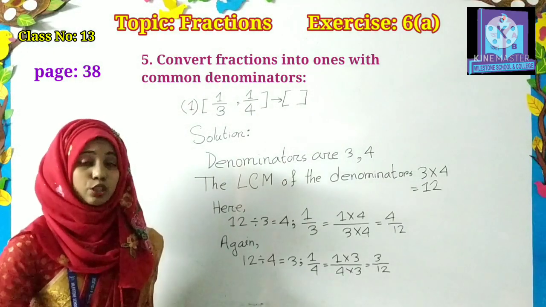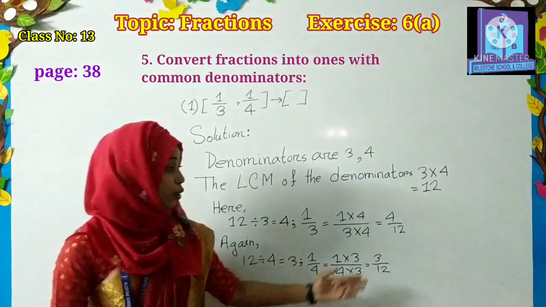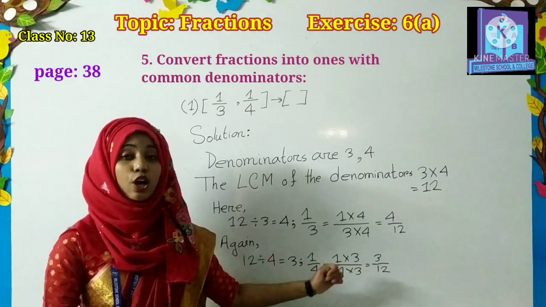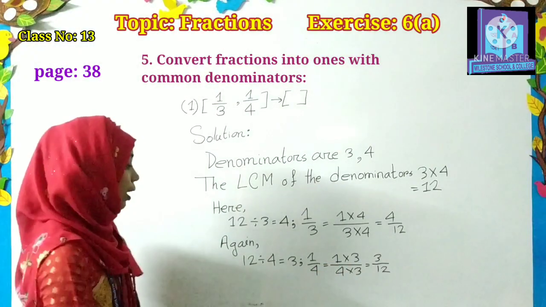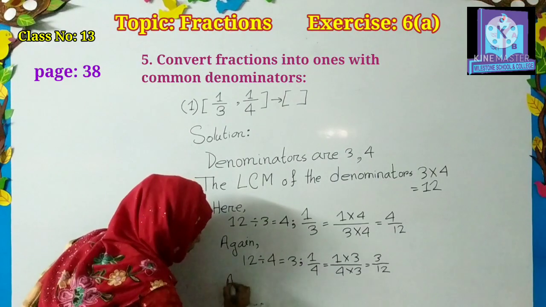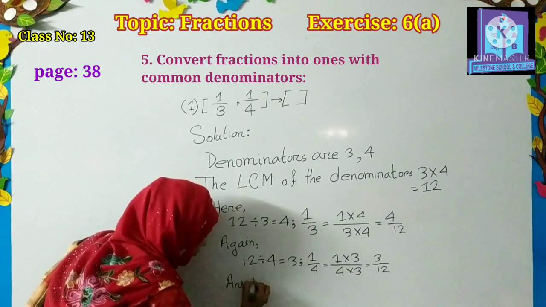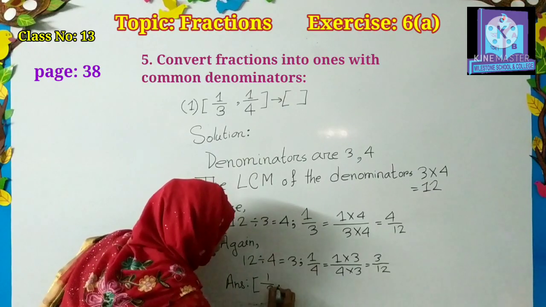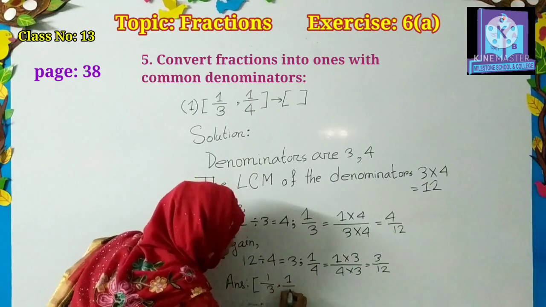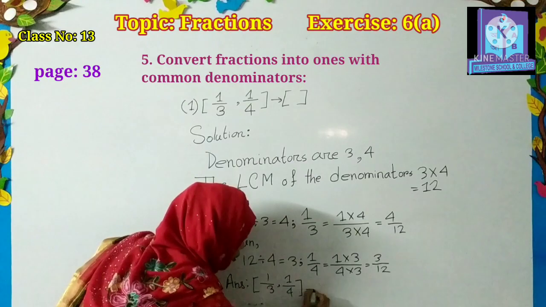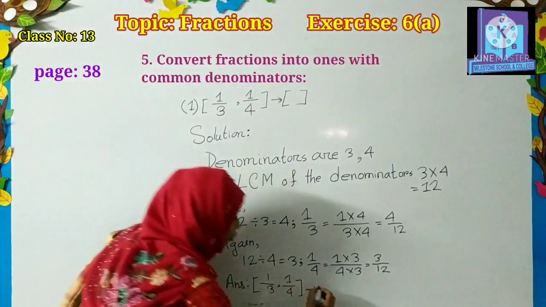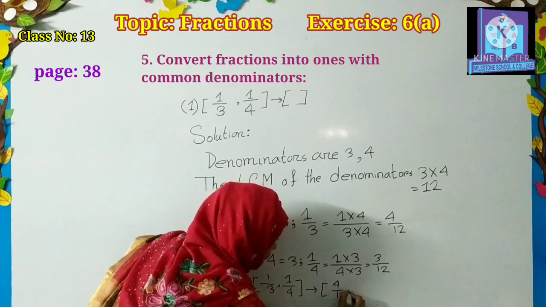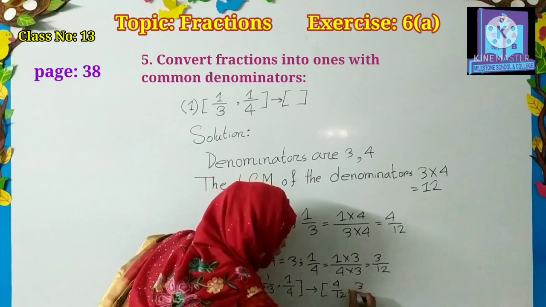Now dear students, look at this. Here two fractions are same denominators. It means common denominators. So our answer is 1 by 3, 1 by 4. To convert 4 by 12 and 3 by 12.